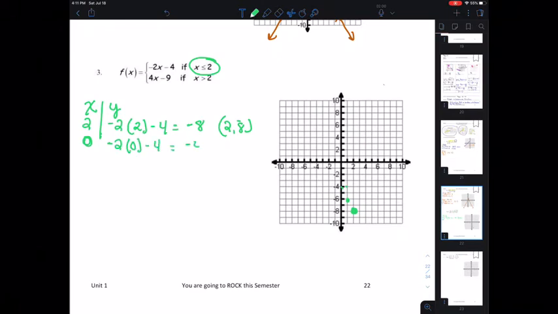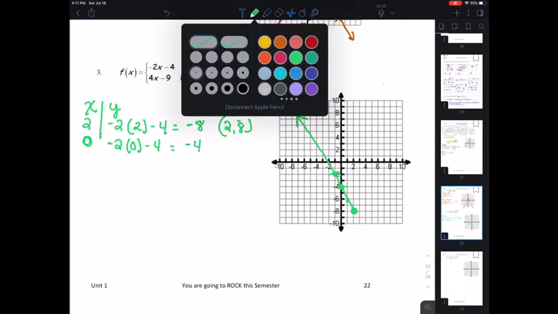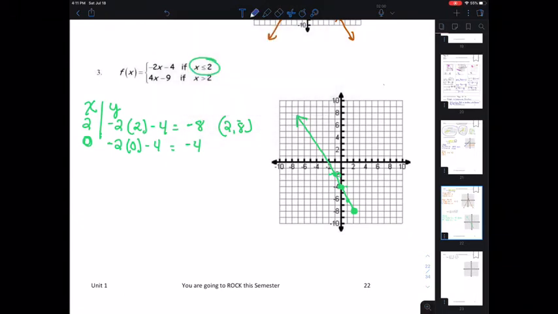And if I put in a 0, I get negative 2 times 0 minus 4, which is negative 4. I chose 0 because I knew that that was the y-intercept, and so it should be at negative 4. So up 2 over 1, and then it's a closed circle on that endpoint, so I would just draw the line, put that arrow. Okay, so let's do the next, and let's do it in a different color. And let's start at x is 2.